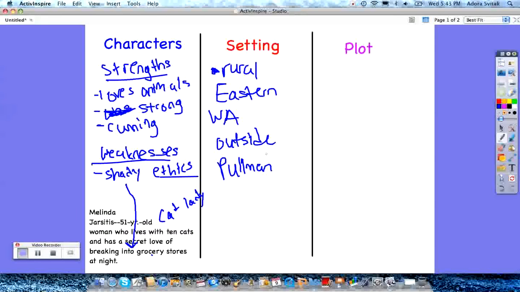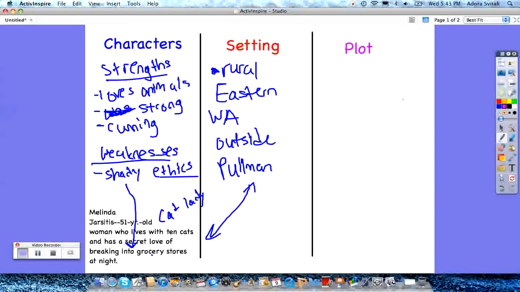So, what do we know from the setting? Well, we know that she's a little bit isolated because of the rural. Ask yourself, how does the setting affect the character? Well, the fact that the setting is this rural area, eastern Washington, outside Pullman, means that Melinda Jarositis maybe likes being alone. That's a possibility. Or it could also be that she's lonely and doesn't really have any draw to a major city, aside from breaking into grocery stores, of course. So, there we have our setting. You might want to think about that.